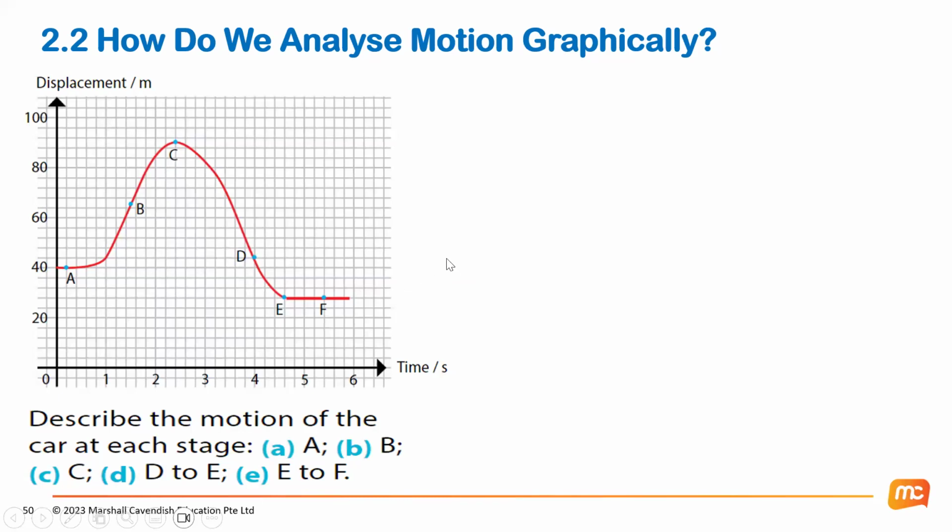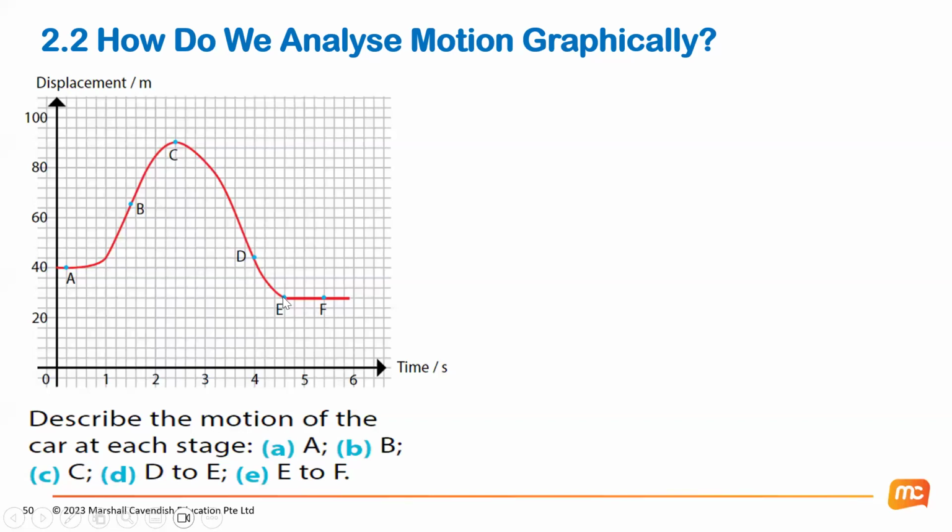Next, B. I am on a straight line, so at this point, constant velocity. Since it is a straight line, I use the word constant. Yes, constant velocity. At C is again a flat line. The gradient at this point is 0, so it's not moving.